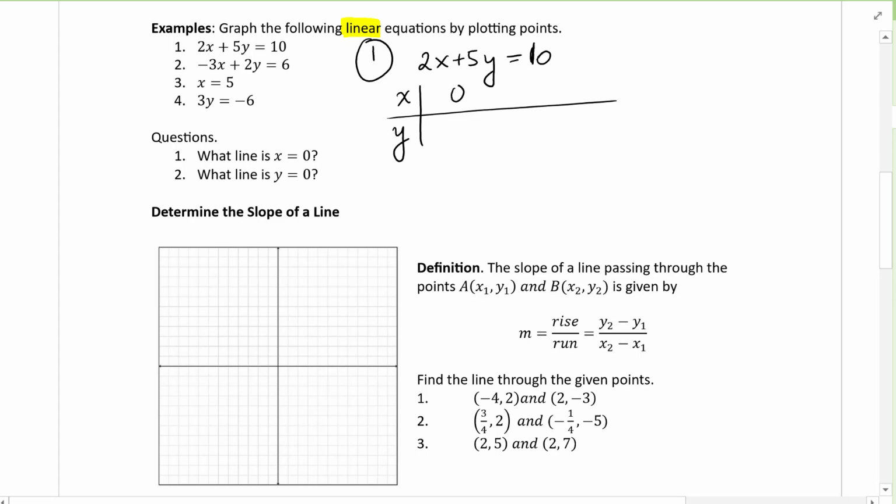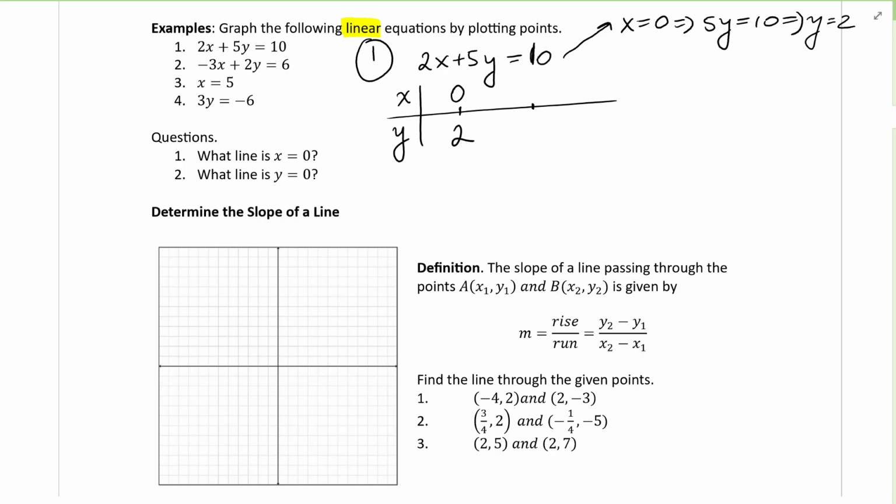So if x equals 0, we get 5y equals 10, which means if we divide both sides by 5, y equals 2. Then we can give x another value and find y. Let's say x is 5. I could give any value I want. I could say x is 1 or 2 or 3. But just for computational reasons, x equals 5 is a good choice.